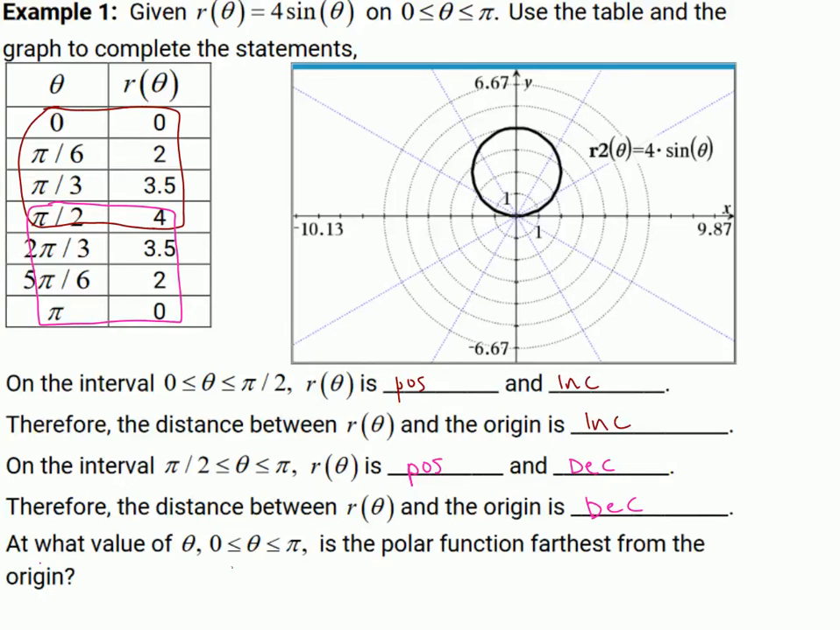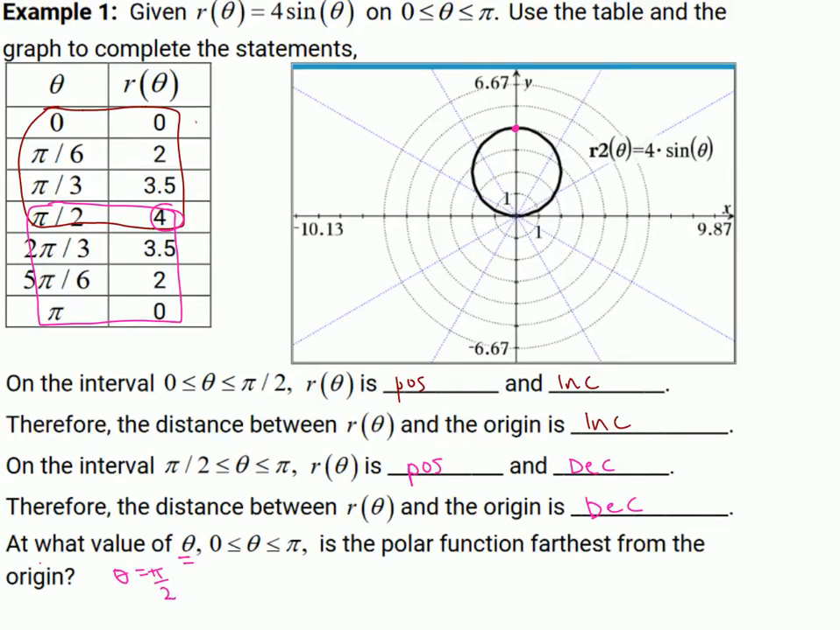Okay, so at what value of theta from 0 to pi is the polar function furthest from the origin? So from 0 to pi, I notice that the biggest r value here is 4, right? I see that in the table here, but I also see that in the graph. This point is furthest from the origin right there, but we're not asked that it's 4, right? We're asked at what value for theta, and the value of theta here is just pi over 2. So theta is going to equal pi over 2.